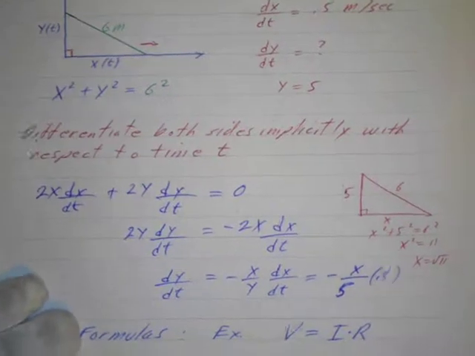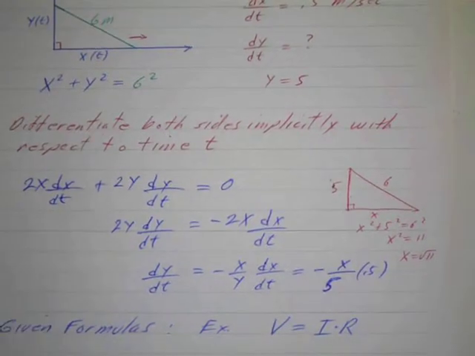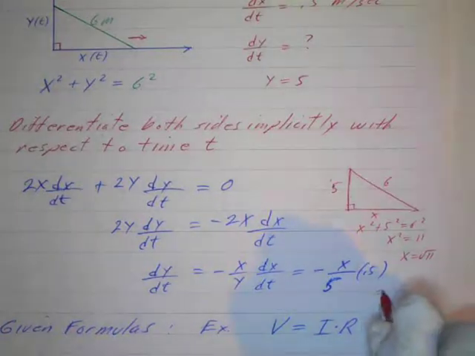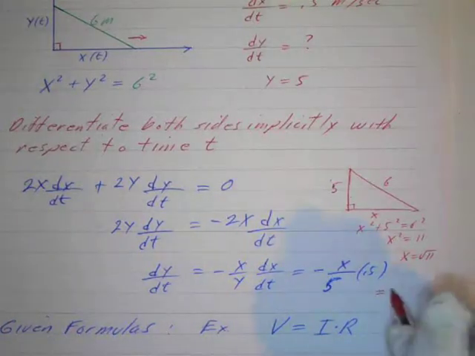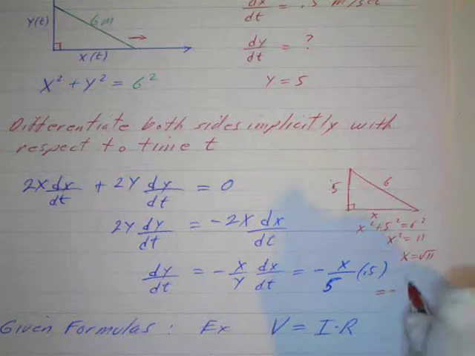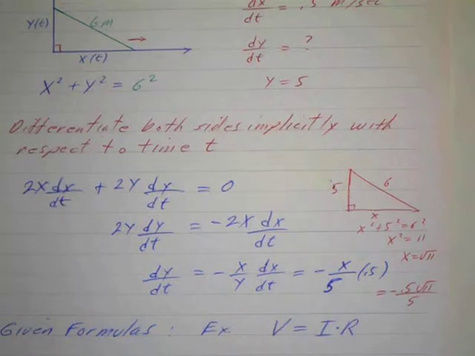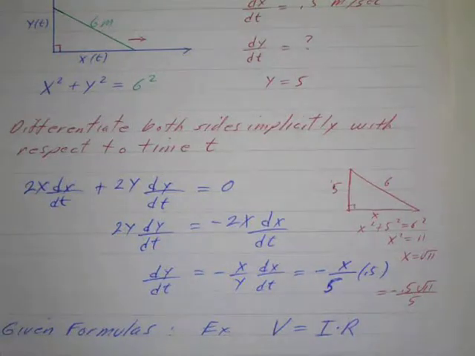So I hope that makes sense. Kind of ran out of room because I wasn't planning to finish this off, but I'm going to write over here. Negative 0.5 times the square root of 11 all over 5. And then you could simplify that more if you need it. All right. So that's kind of an example, and we worked it all the way through.